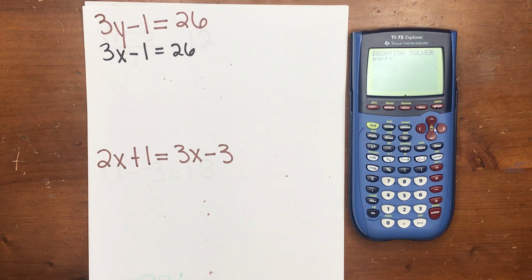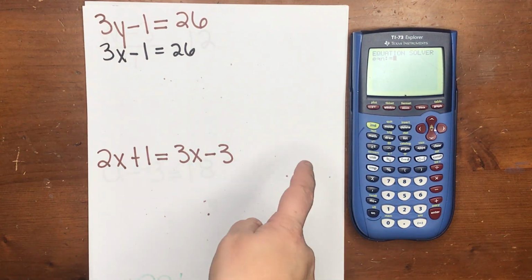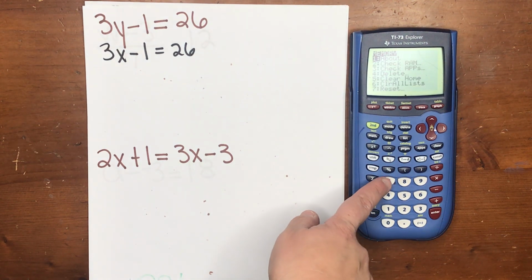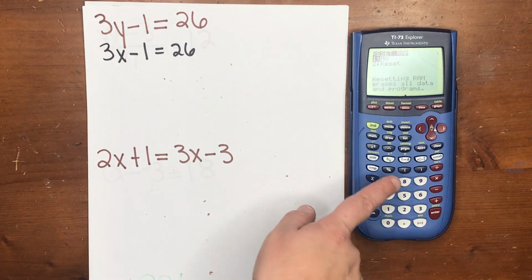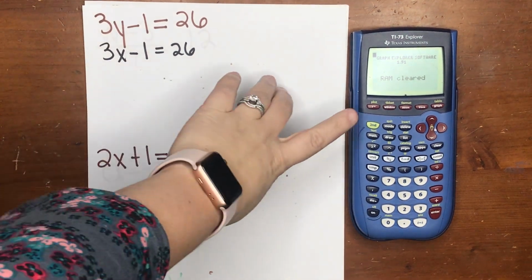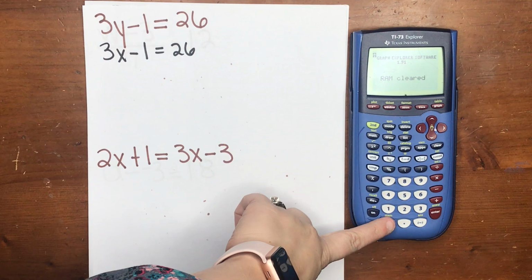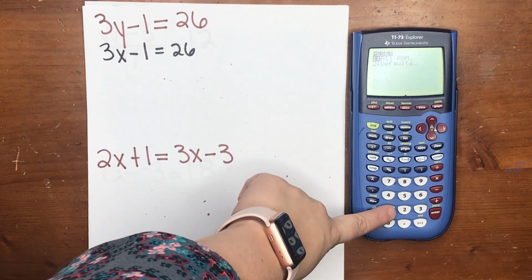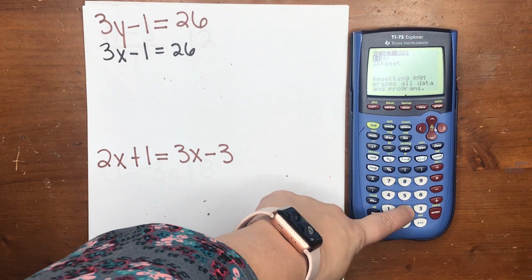So remember, we start by going into Solver. We start by clearing our calculator. So we're going to do second, 0, 7, 1, 2. It says RAM cleared, so our calculator has been cleared. If you have not cleared your calculator yet, please take a second to do that now. So again, second, 0, 7, 1, 2.